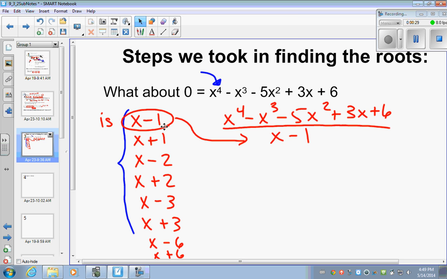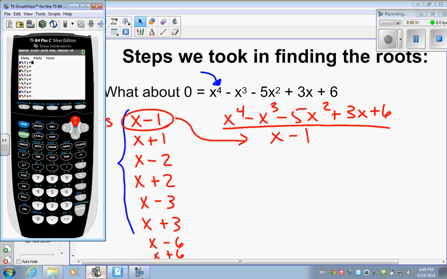So instead, hopefully somebody said, I know, let's just pull out our graphing calculator, because if we graph this thing, we should be able to see 1, -1, 2, -2, 3, -3. We'll be able to see where it crosses.